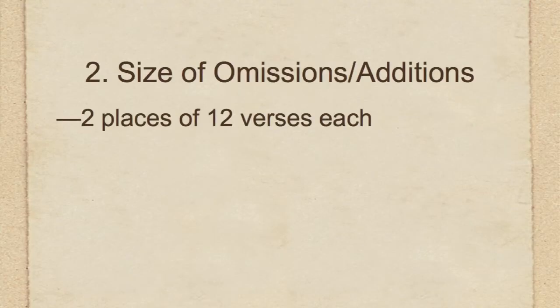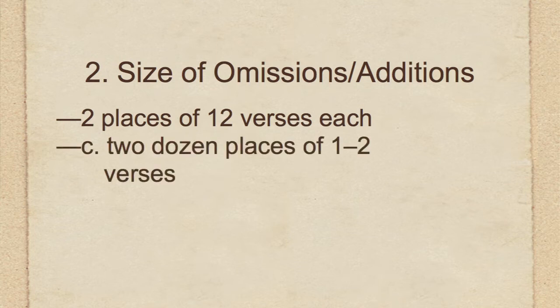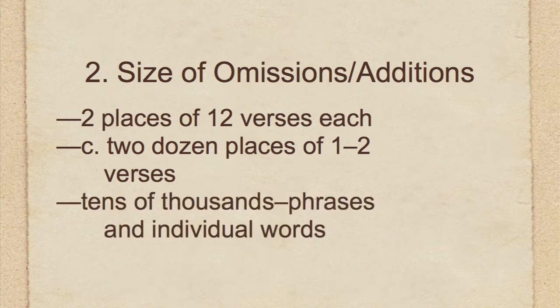Apart from those 2 places of 12 verses, the next largest textual variant that is found in English translation, in other words, the kind of variant that most students of the Bible through translation know about, is only 2 verses long. And then we have some that are 1 verse, so we've only got a couple dozen or so that are 1 or 2 verses, 2 places where it's 12 verses. And then we've got, after that, phrases and clauses and all the way down to individual words, and that number's in the tens of thousands, if not more, of omissions or additions at that stage.